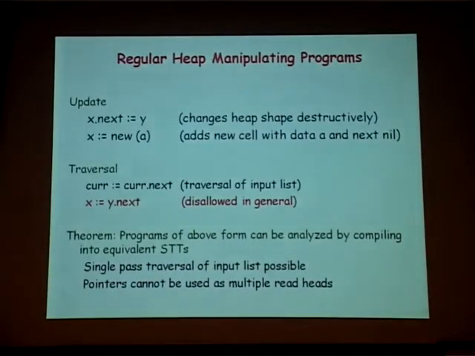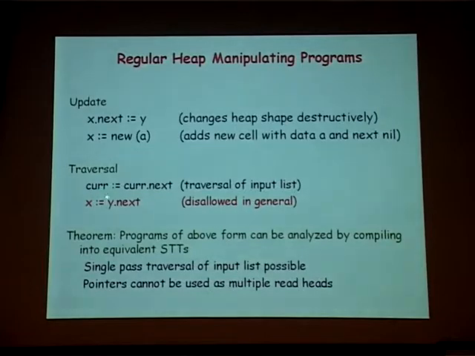Okay, so this is what I really wanted to show first. This is the answer. In the regular heap manipulating programs, the updates that we allow are x.next is y. So x is a pointer, and this is updating the next pointer. This changes the heap. x assign new a is adding a cell to the heap. So you can update the heap destructively.